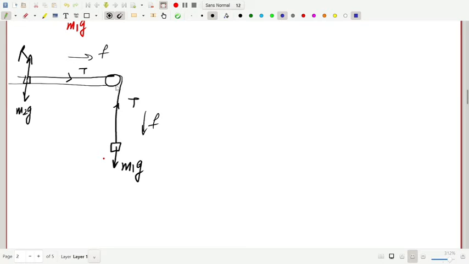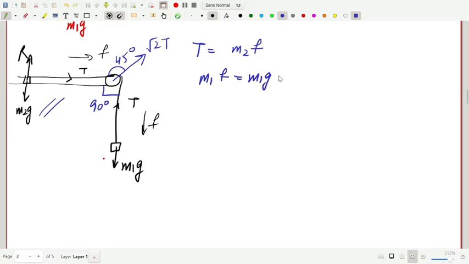Now in this case, pressure on the pulley is in this direction, which would be root 2T, because this is 90 degree. This angle would be 45 degree, therefore root 2T. Now in this case, tension is equal to M2F by using this, and M1F is equal to M1G minus T. Hence we can find the acceleration and tension.